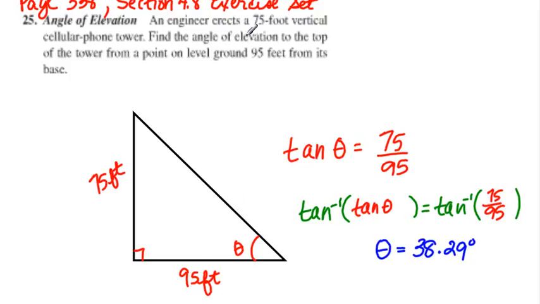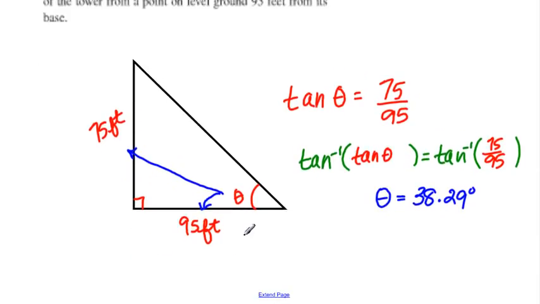So an engineer erects a 75-foot vertical cellular phone tower. Find the angle of elevation to the top of the tower from a point on level ground 95 feet from its base. So here's our tower, which is 75 feet. We're at a point 95 feet from the base of the tower and our angle of elevation. So knowing the angle of elevation would be represented by opposite over adjacent, which is tangent. So tangent of theta is 75 over 95. To find the angle, we need to use tan inverse to get 38.29 degrees is our angle.